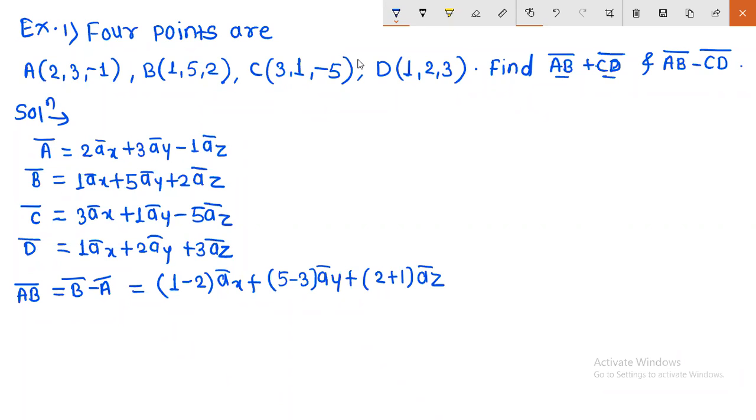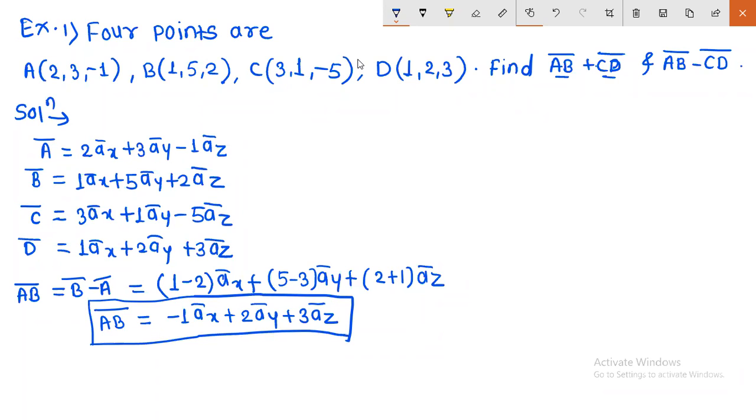Did everyone understand this? Yes, ma'am. So here it is minus 1 A bar x plus 5 minus 3, that is 2 A bar y, and plus 2 plus 1, that is 3 A bar z here. So we get this vector AB bar here.